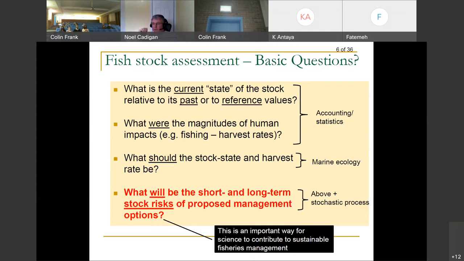So managers really need specific guidance on what levels of fishing are consistent with sustainable management. I mean, there are some levels. Zero fishing, yeah, sure, that is consistent with sustainable management. But that's not very effective advice. So we try to do better than that.